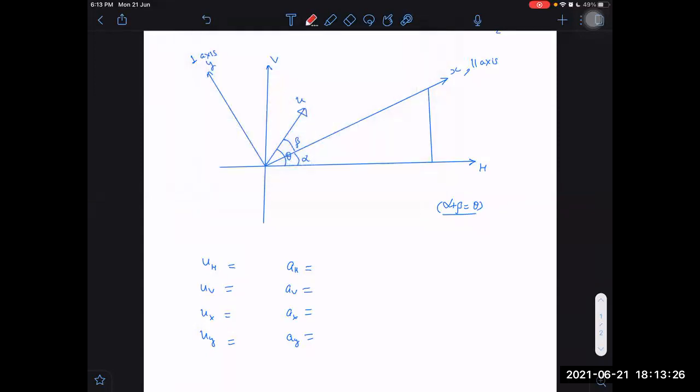How to take the component? If I have to take the horizontal component, then I have to take a perpendicular passing through the head of U, a line parallel to the V axis, and it will be cutting it here. Or simply forget that also. I told you a very simple way. Always think in terms of cosine of the angle. What is the cos of the angle U made with horizontal? It will be cos theta only. So it is U cos theta only. What about U vertical? U sin theta.